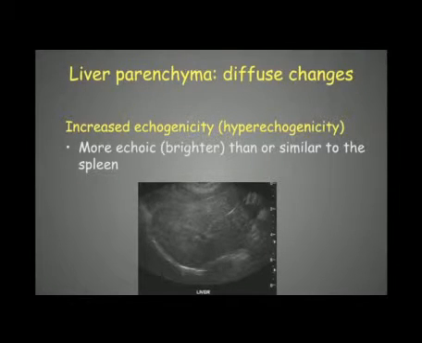So for the liver parenchyma, we can first observe diffuse changes. Mostly it will be increased echogenicity, a hyperechogenic liver. So it will be brighter in general than the spleen or similar to the spleen. It's difficult, in fact, to assess those diffuse changes in echogenicity. It is quite subjective. But here we have an example of a diffuse hyperechoic liver, which is a bit increased in echogenicity.